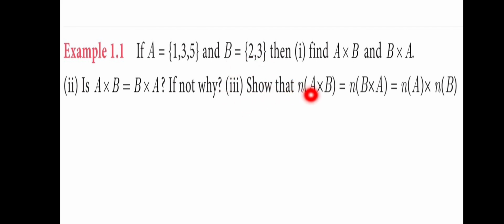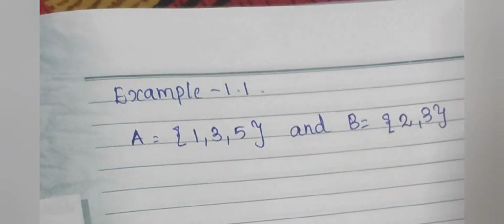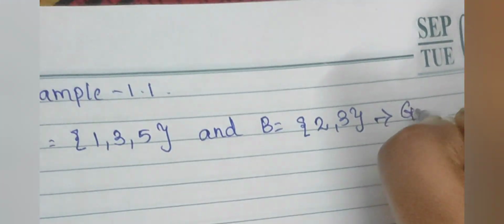Show that n of (A cross B) is equal to n of (B cross A), which is equal to n of A times n of B. Here n of A is nothing but the number of elements of A, and n of B is the number of elements of B; similarly, n represents the number of elements. First, let's write the values of A and B. A is equal to {1, 3, 5} and B is equal to {2, 3}. It is given in the question.